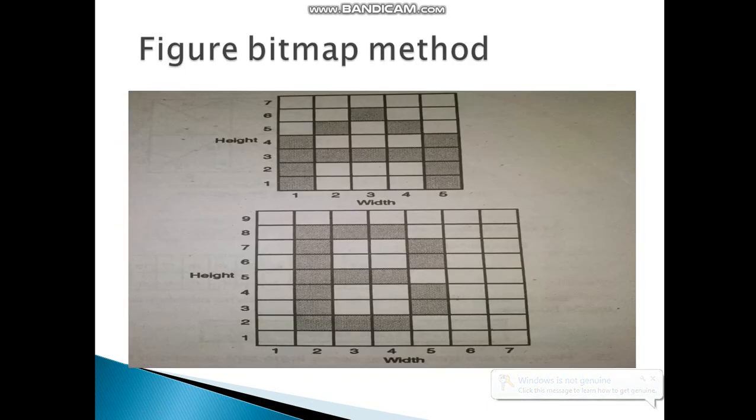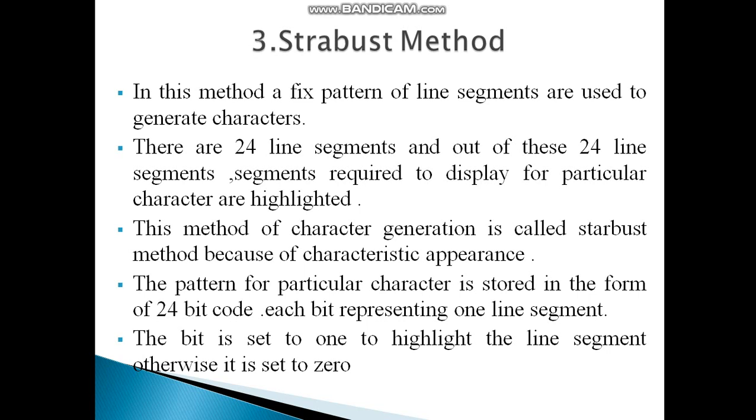Store this font cache into the frame buffer at the desired position. So the bitmap font requires more space because each variation, size or format, must be stored in a bitmap in memory. So they require more space in memory. Okay, then the next one is the starburst method.